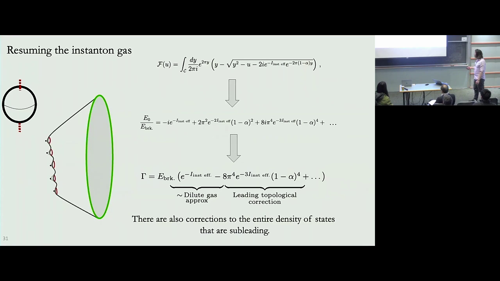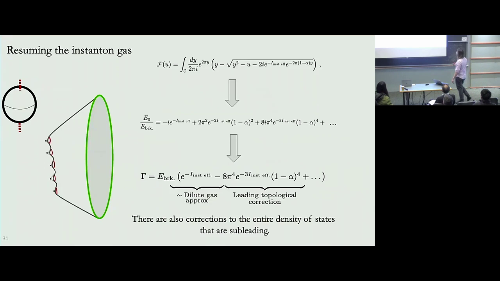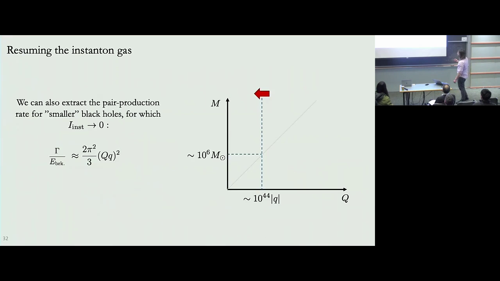So there are also corrections to the entire density of states of the spectrum. Rho that I showed you earlier changes a little bit in shape, but those are further subleading in this 1 minus alpha expansion. And from this answer, I want to also emphasize we can also extract the pair production rate for smaller black holes, namely when we approach this line when the black hole has approximately 10 to the 44 charges.